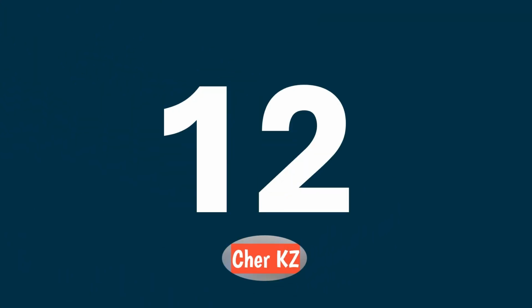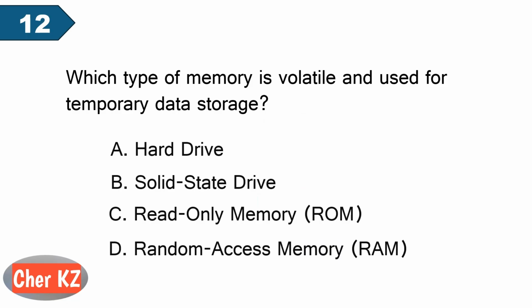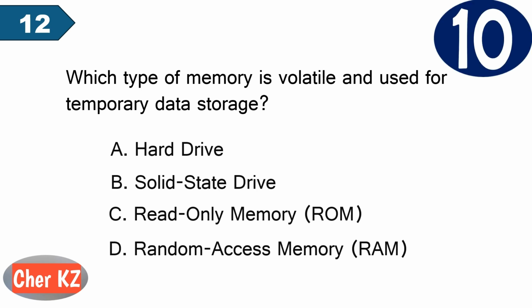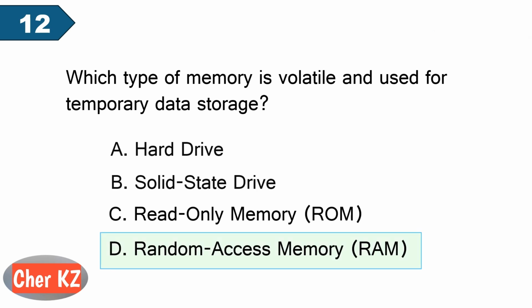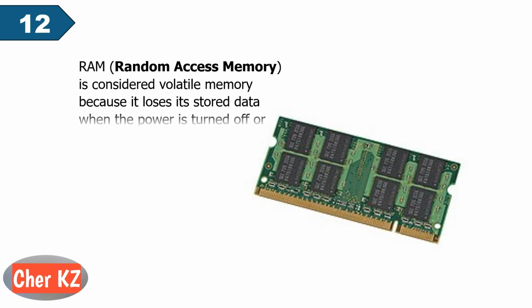Question number 12. Which type of memory is volatile and used for temporary data storage? The correct answer is letter D, random access memory. RAM, random access memory, is considered volatile memory because it loses its stored data when the power is turned off or interrupted.